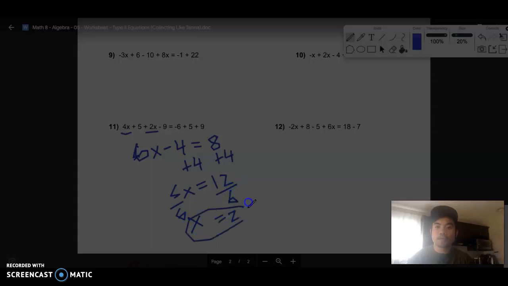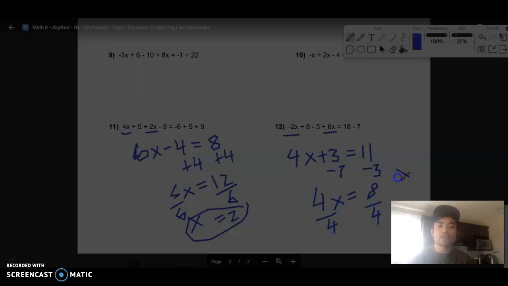Okay, now I'm going to quickly finish the last one. Negative 2x plus 6x is actually 4x. Positive 8 minus 5 is actually positive 3. 18 minus 7 is 11. I'm going to minus 3 on both sides, and I should get 4x equals 8. And how do I find x? Well, I have to divide by 4 on both sides, right? So x equals 2.